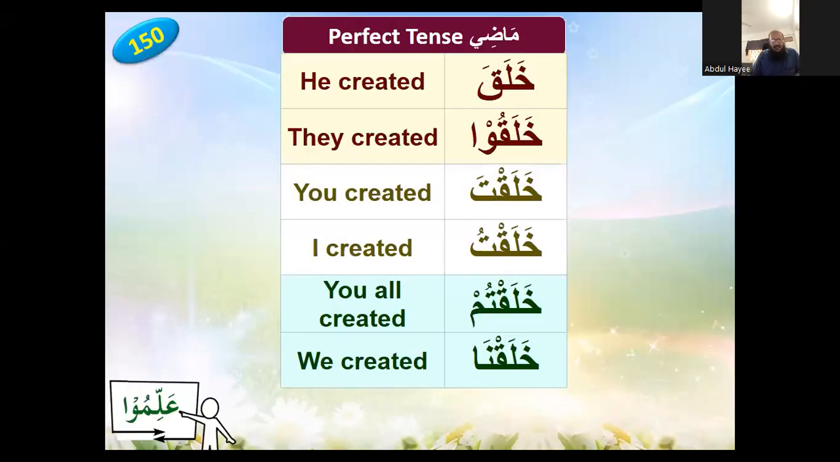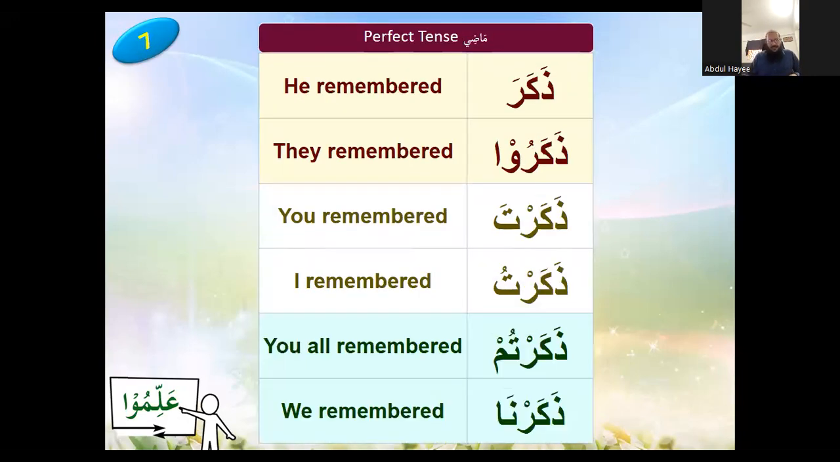Now we have another table, khalaqa. Who will repeat? Yes, Sumbo, please repeat this table. Khalaqa, he created. Khalaqu, they created. Khalaqta, you created. Khalaqtu, I created. Khalaqtum, you all created. Khalaqna, we created. Khalaqat, she created.